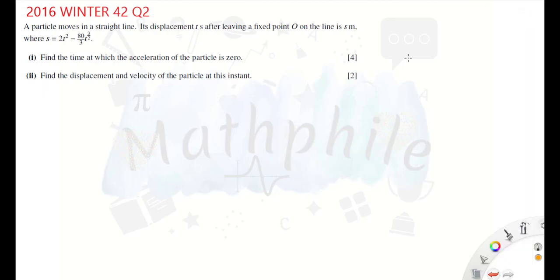Okay, so this is the very first question we're solving today. 2016 Winter 4-2, Paper 4, Variant 2, question number 2. This question is based on kinematics, so be expecting any question from any direction.